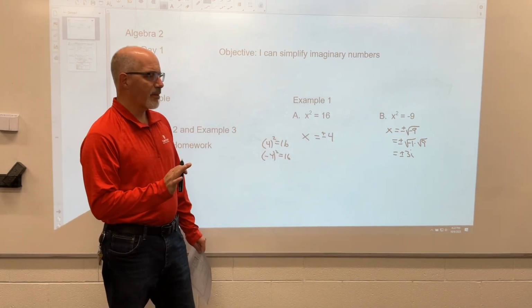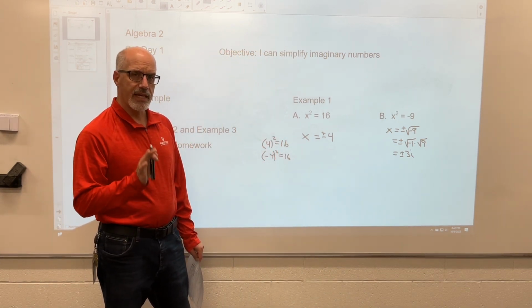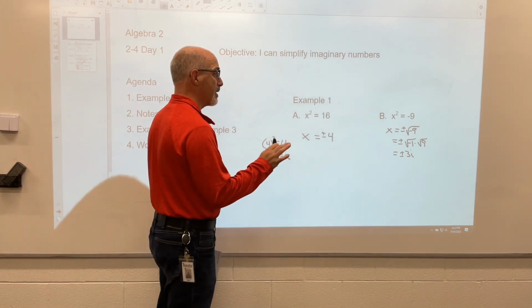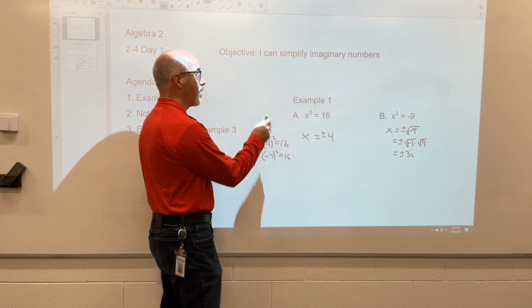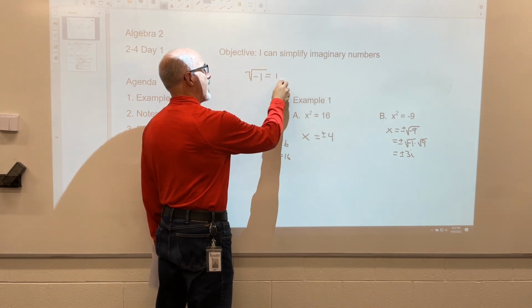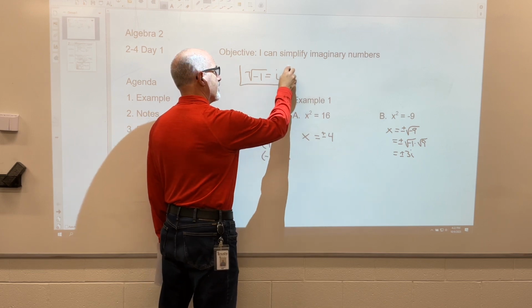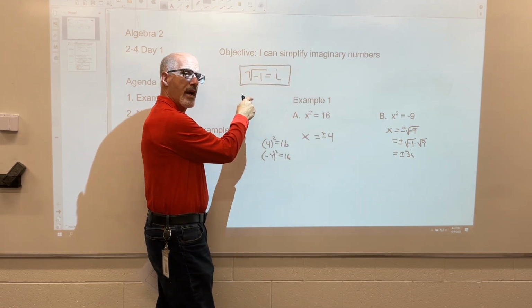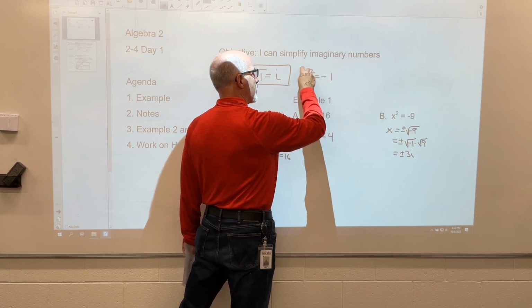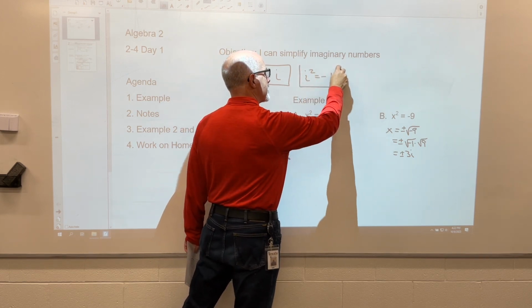So, a couple summary items for you. The key ideas to remember are, when you're looking at complex numbers, the imaginary part is based on the square root of -1 equals i. That's a key idea. And that if you square it, i squared is equal to -1. We're going to use that quite a bit.